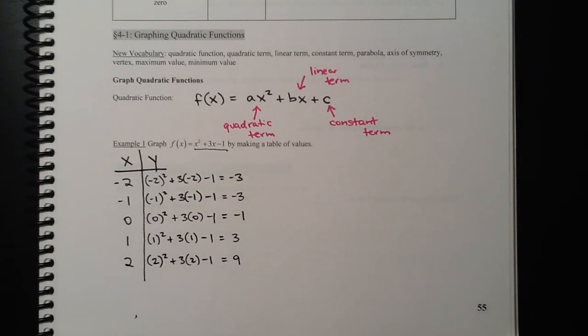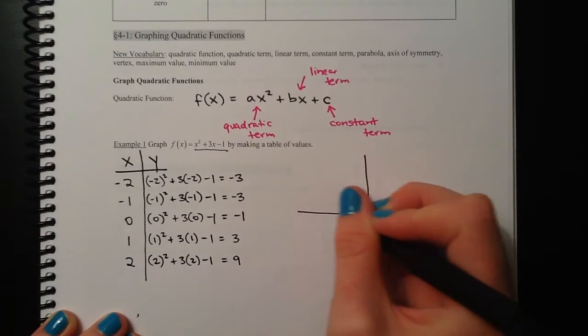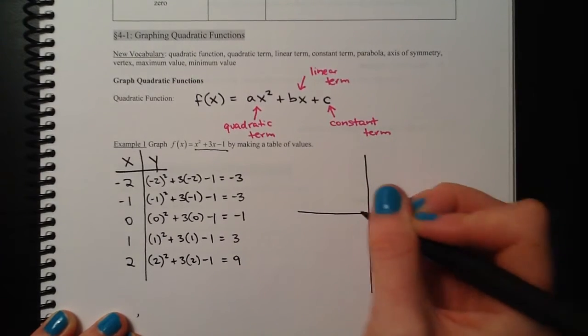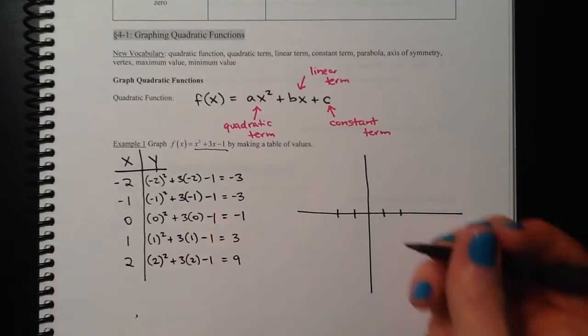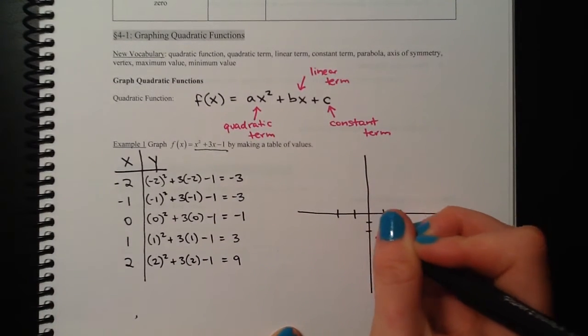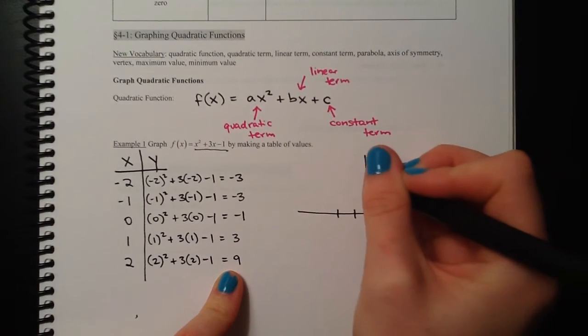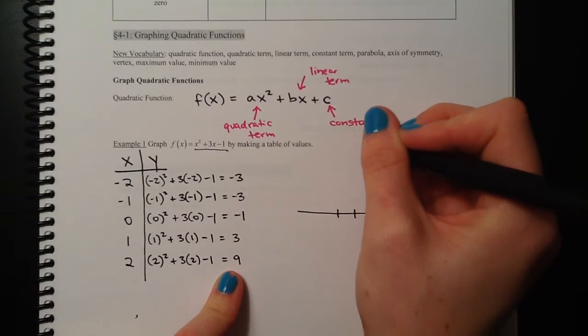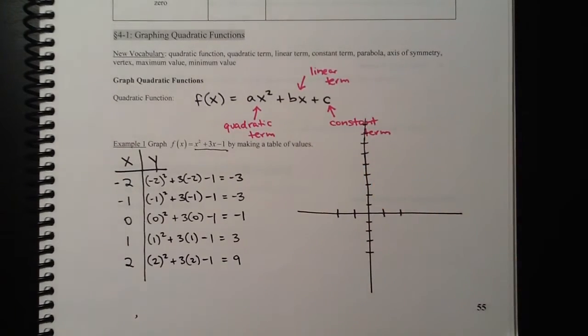Okay, so that'll give us a decent enough picture of what our graph is going to look like. So let's set up our coordinate system over here. We've got 1, 2, -1, -2. We need to be able to go at least as low as -3 and at least as high as 9. We're just going to keep extending this.